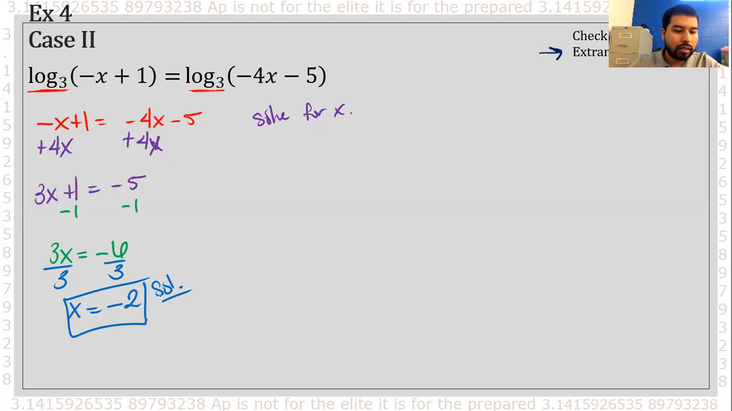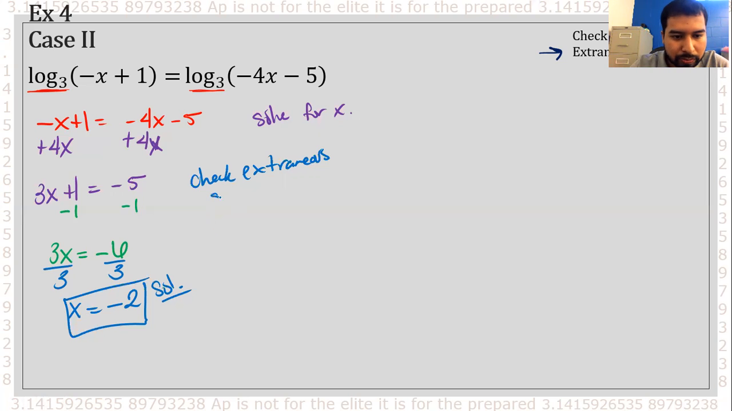Now, we want to check: is this an extraneous solution? We always want to check, because I'm saying that it's a solution, but I'm getting ahead of myself because it might not work. So we're going to check for extraneous solutions. Let's see if I can move that video out of there. No. Okay, so how do we do that?